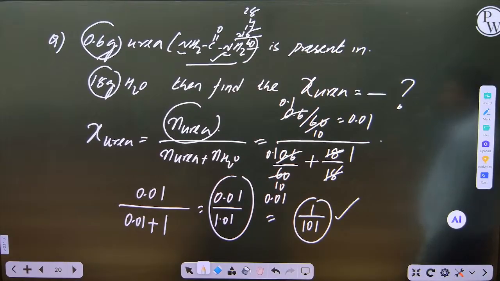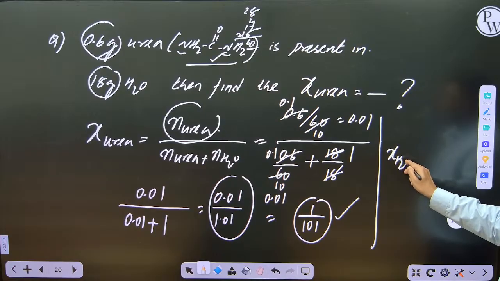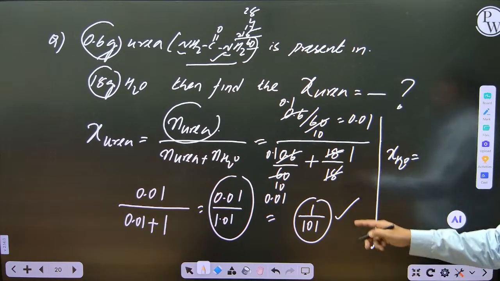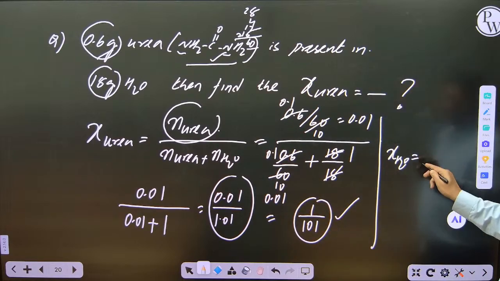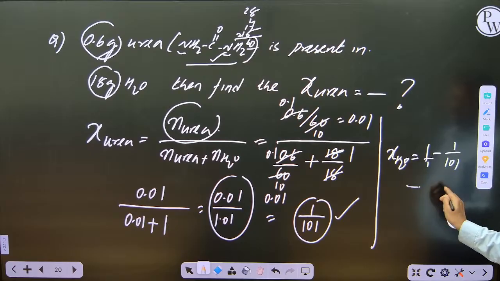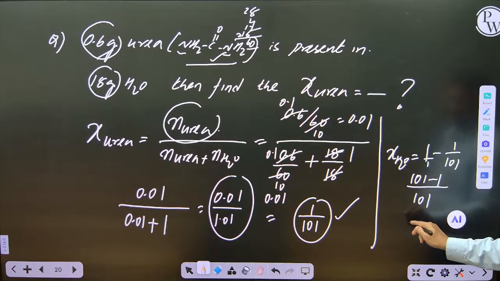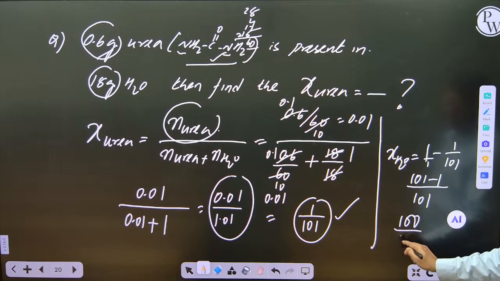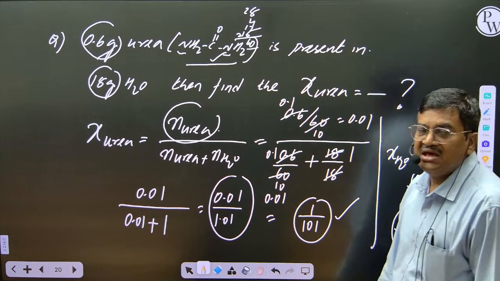Followed everyone? Same way, if I want the mole fraction of water, tell me what I should do. We found the mole fraction of urea. If we want the mole fraction of water, what should I do? No need of calculating from 1 minus 1 by 101. Take LCM for this. This will be 101 minus 1 over 101, that comes to 100 upon 101, students. This will be the mole fraction of what? Water. Clear for all?